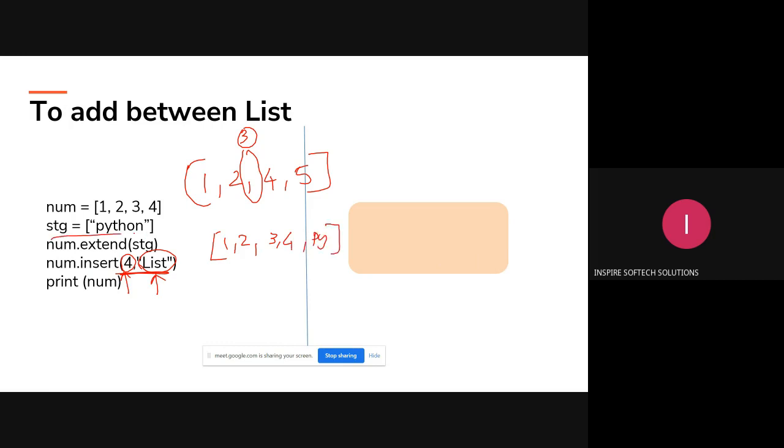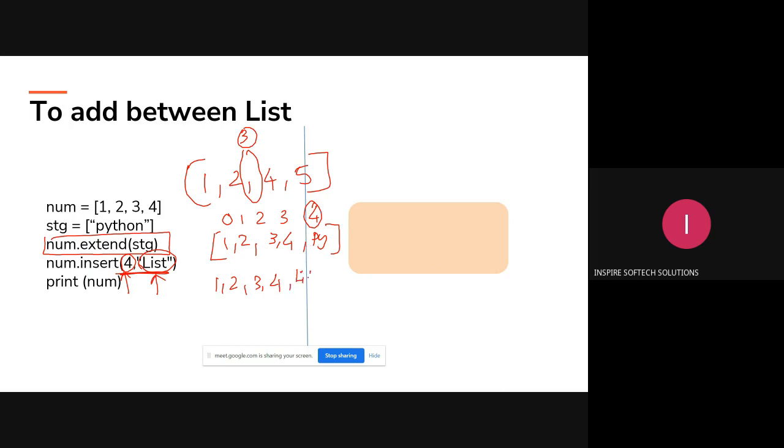This is my up to here. After extending up to here, I'll be having only this value. Now in the fourth index position, 0, 1, 2, 3, I have to add a value list. So already 1, 2, 3, I have not made any changes. But in the fourth index position, Python is there, but now I have to insert a value list.